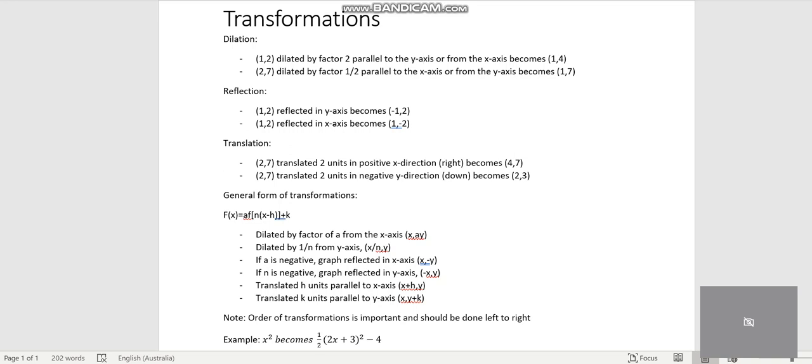So for transformations, the three things we want to highlight here are a dilation, a reflection, and a translation.